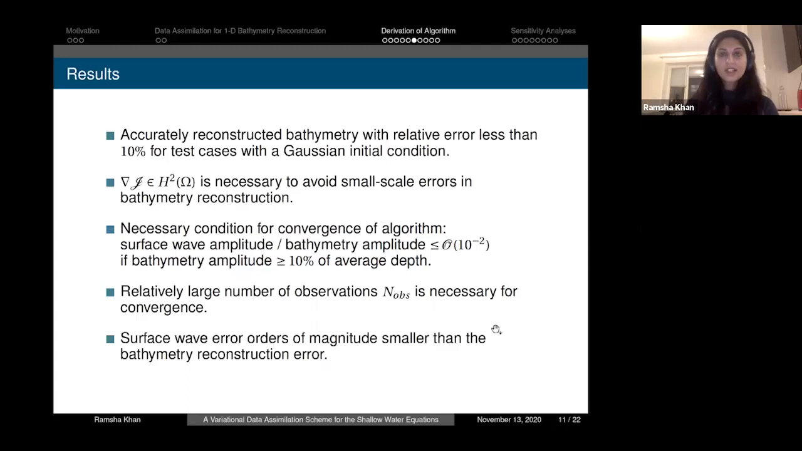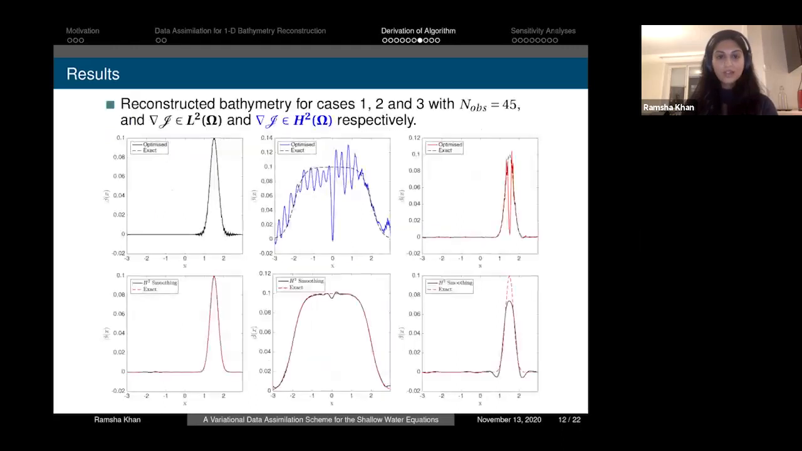Secondly, we needed a relatively larger number of observation points for convergence. So we compared having, for example, 5 observations and then like 45, and we saw there was a big difference in the quality of the reconstruction. And it improved significantly when we had more observations. And then perhaps one of the most interesting results was that even if the bathymetry reconstruction was suboptimal, the resulting error in the surface wave was orders of magnitude smaller than the error in the bathymetry. So I will illustrate some of these results.